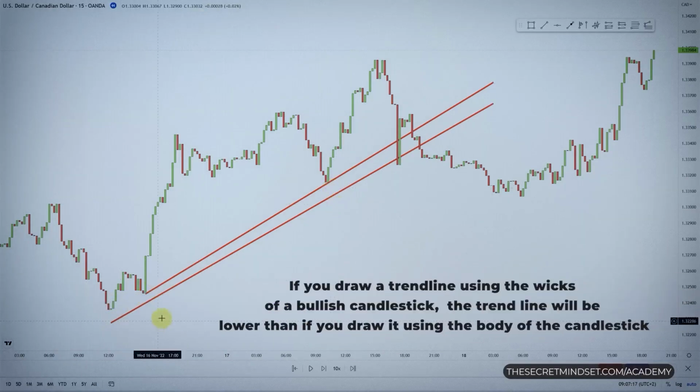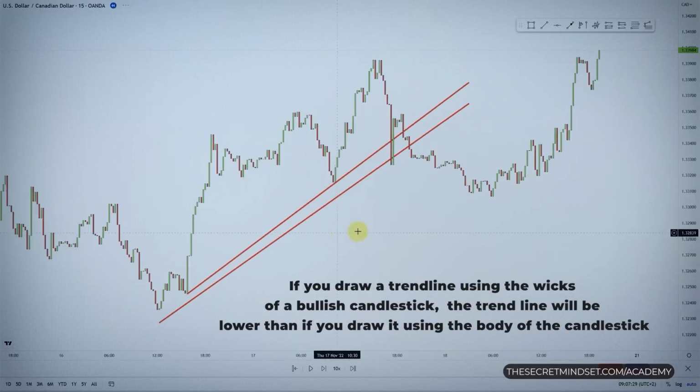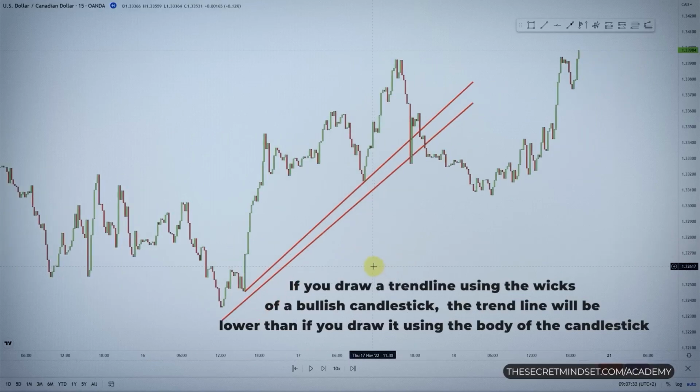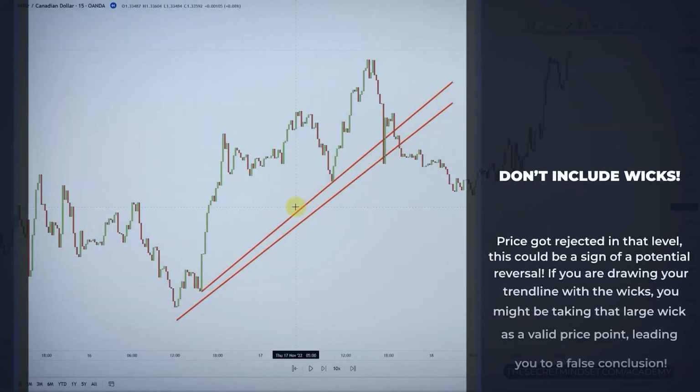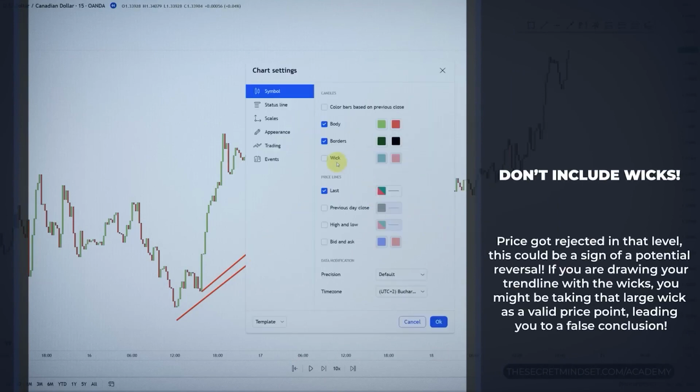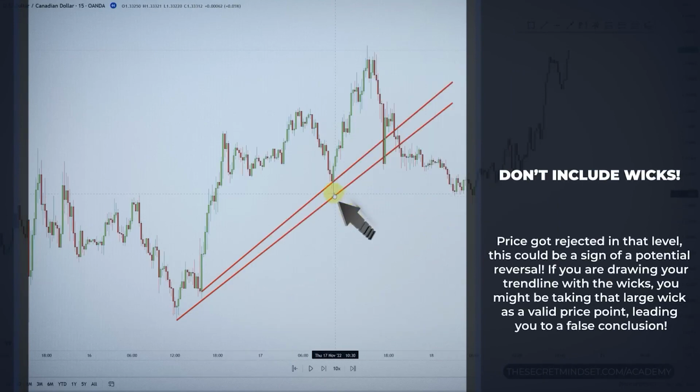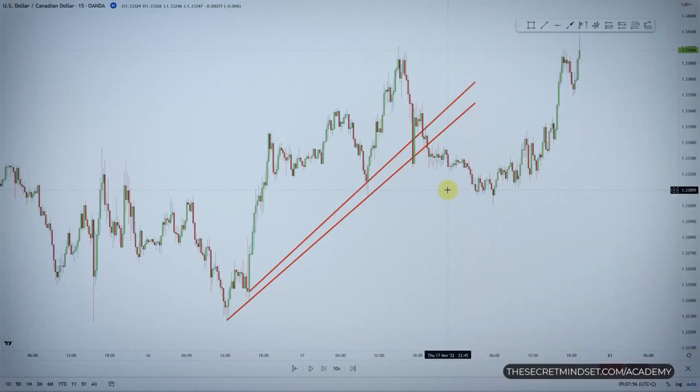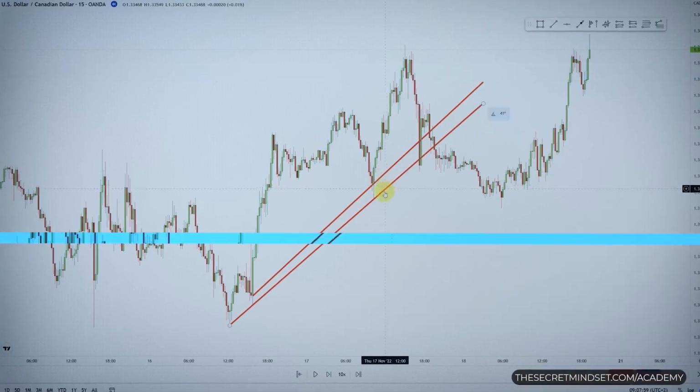For example, if you draw a trend line using the wicks of a bullish candlestick, the trend line will be a bit lower than if you draw it using the body of the candlestick. This difference may not seem significant, but it can make a big difference in the outcome of a trade. When you have a large wick on one side of the candle, it could indicate that the price got rejected in that level. This could be a sign of a potential reversal. But if you are drawing your trend line with the wicks, you might be taking that large wick as a valid price point, leading you to a false conclusion. So start drawing trend lines using only the body of the candlesticks.